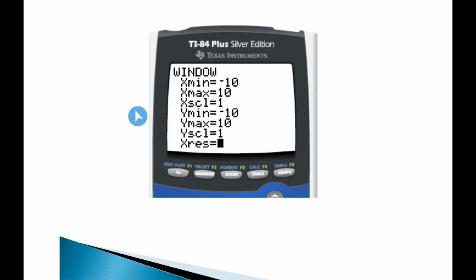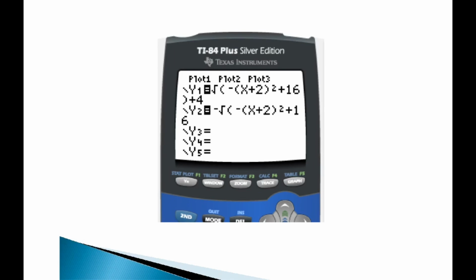It doesn't matter. I would recommend on this one you change your window to the standard window of negative 10 to positive 10. And then last, enter it into your calculator. So you'll notice that I put the plus 16 part.